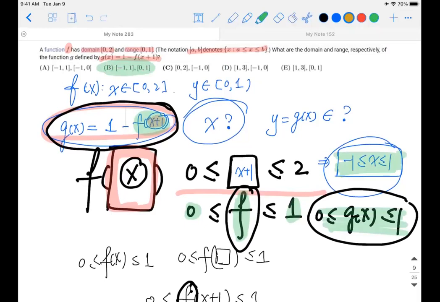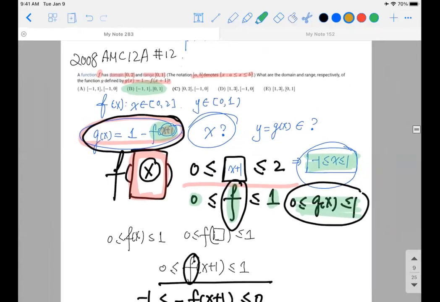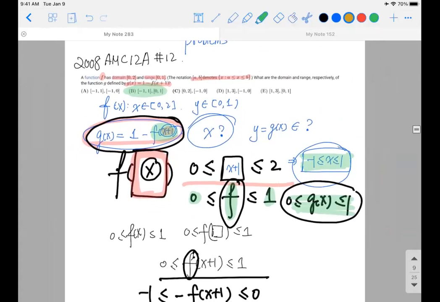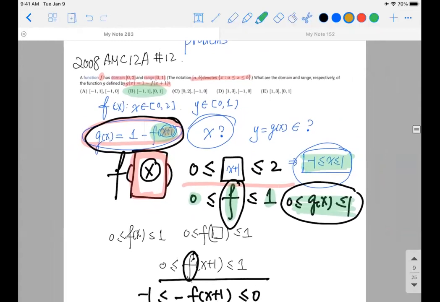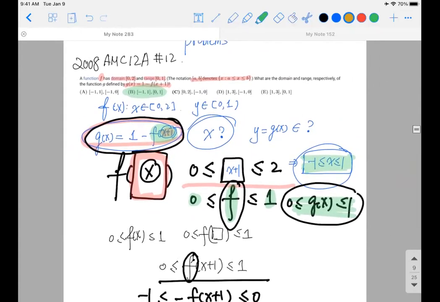So far, so good? Using the definition, nothing flowery, nothing complicated. You're just using the definition, and that's exactly what you need. Okay, so far, so good? This is our question number 1. Okay, if all good, let's go to our question number 2.